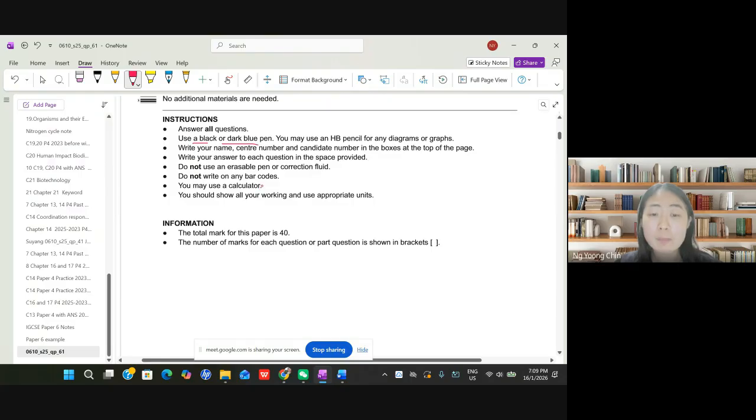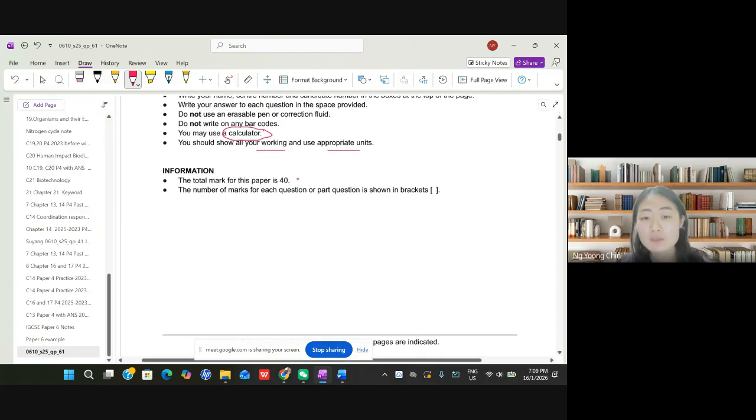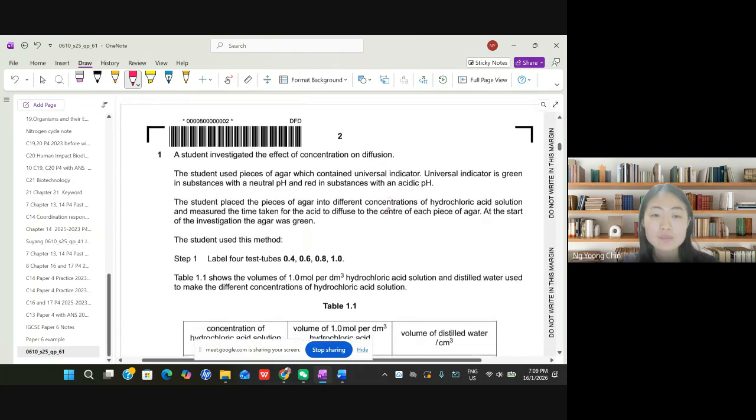Remember to bring your calculator. Please remember to bring your calculator. You should show your working and use appropriate units. The total mark for this paper is 40, like paper 2, where the total mark is about 80. But at the end, its weight is only about 20%. So it's just like this.